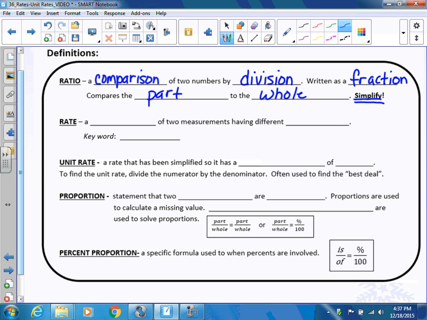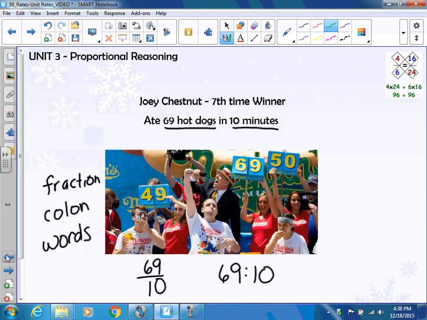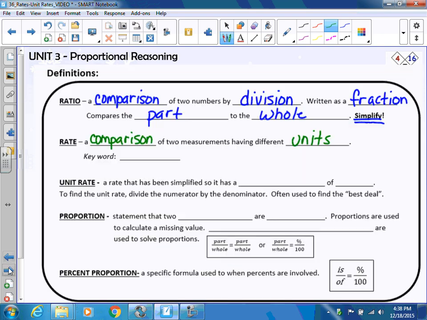A rate is also a comparison of two measurements, but they have different units. So at the beginning we talked about the same shapes. Those are basically the same thing. But when we talk about a rate, we're talking about more what we just looked at with the hot dogs. How many hot dogs he ate in how many minutes. Two different units that we're looking at. And the key word here that you're going to look for is per.